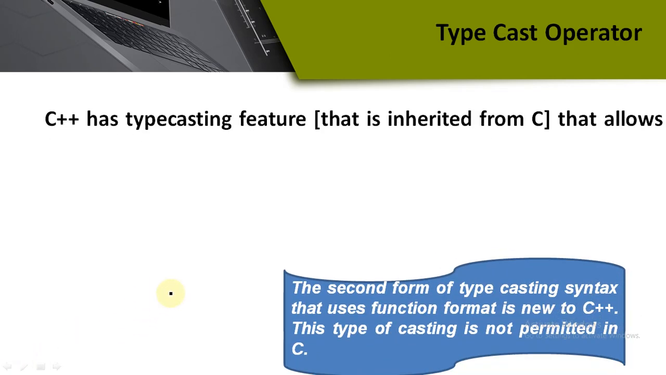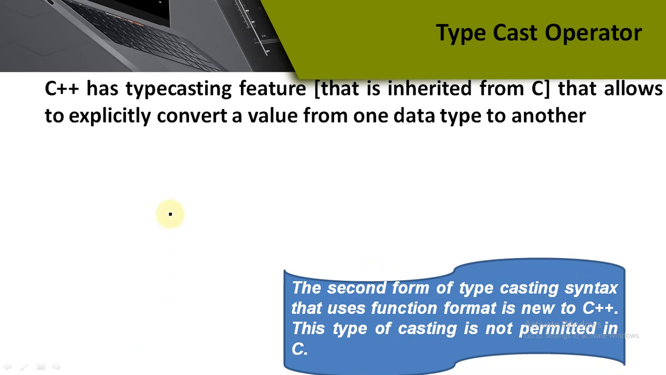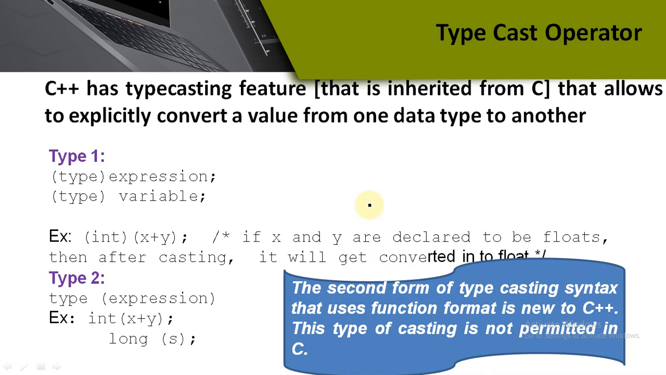Right. Now the typecast operator. C++ has a typecasting feature that is inherited from C that allows us to explicitly convert a value from one data type to another data type. Type expression, type variable. We need to specify what kind of data this expression should evaluate to, whatever the expression may be. If float is written over here, the expression will dole out a float value, and here the variable itself will become whatever type we have designated.